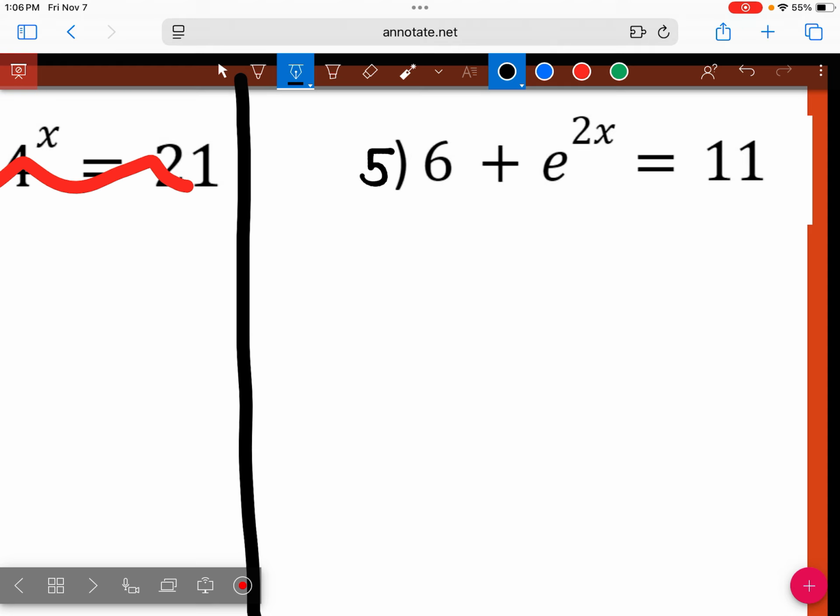So do you think this is an exponential equation or a log equation? Exponential. We don't see a log or ln, so this is exponential. Whenever you're solving an exponential equation, you have to isolate the base. This right here has to be by itself. So before I can do anything, I need to get rid of the 6. And it's positive. So am I adding the 6, subtracting the 6, multiplying by 6, or dividing by 6? All right, let's do that.